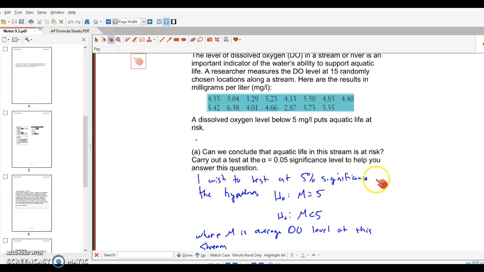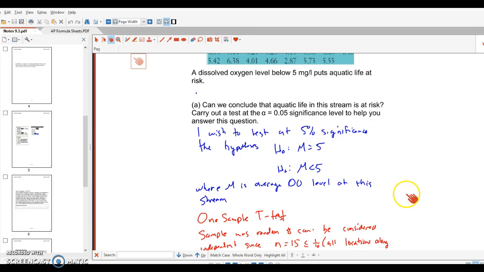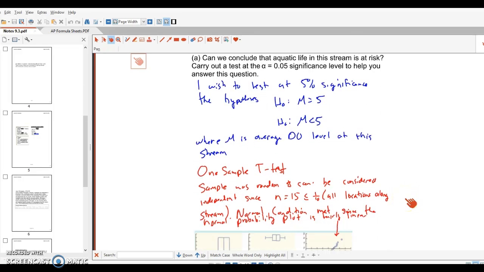So I wish to test at 5% significance the hypotheses that the null is equal to 5 versus the alternative that it is less than 5. Less than 5 would be where the aquatic life was at risk, where the mean is the average dissolved oxygen level at this stream. We're doing a one-sample t-test.